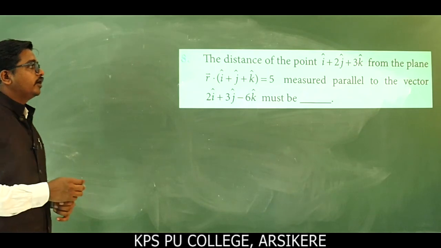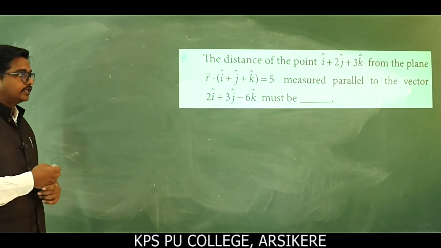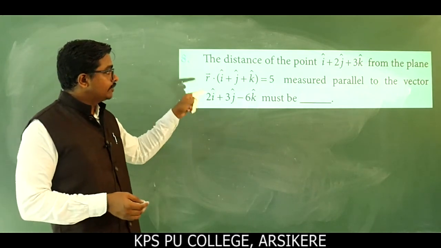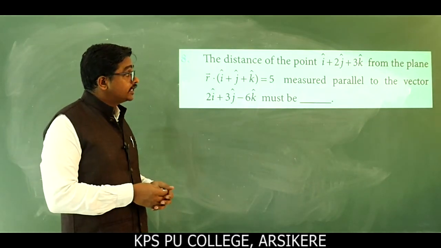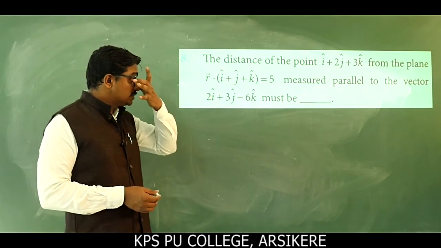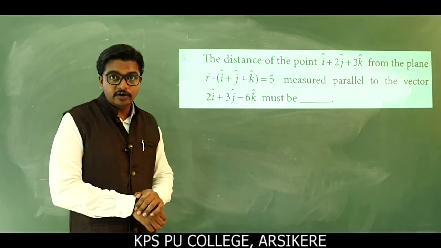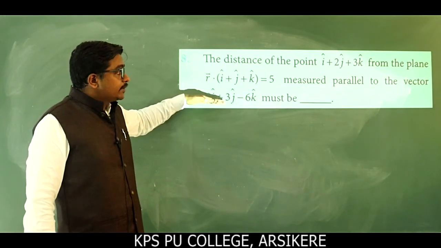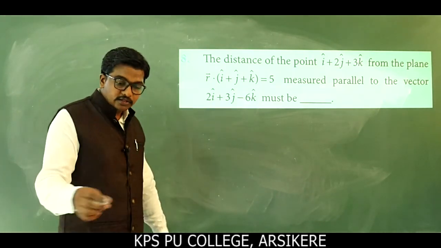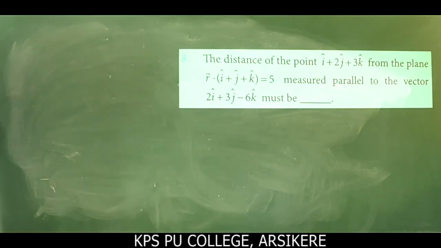The distance of the point i cap plus 2j plus 3k from the plane vector r dot (i cap plus j cap plus k cap) is equal to 5, measured parallel to the vector 2i plus 3j minus 6k cap, must be. Here we need to find the distance measured parallel to the vector, which means in the direction of this vector, right? So for this question, take a formula. This formula is very important.